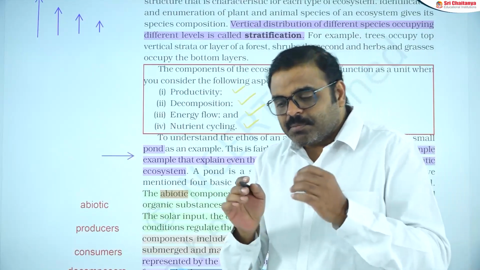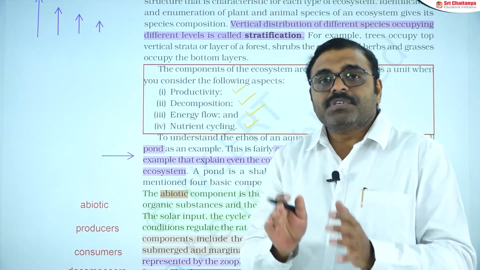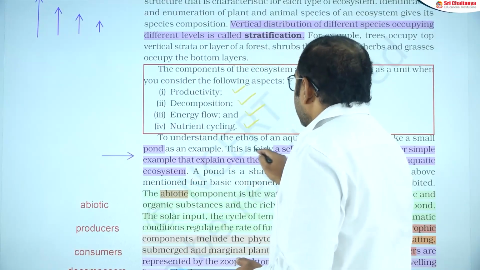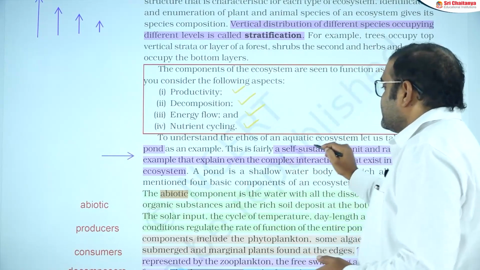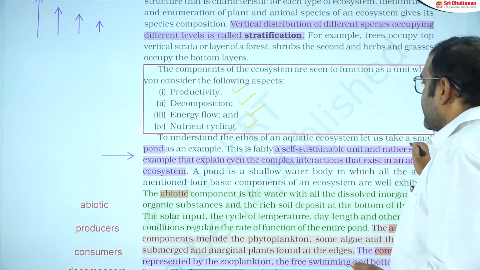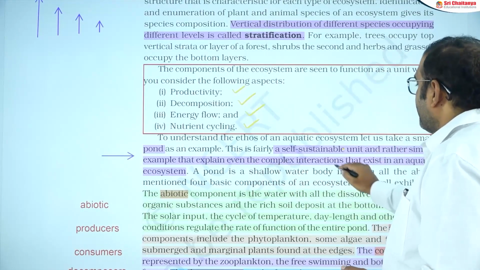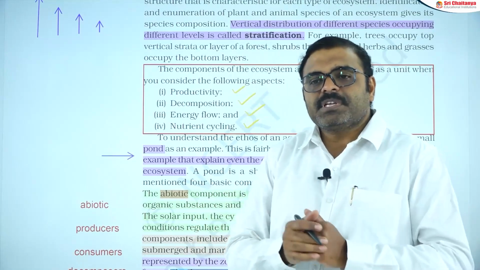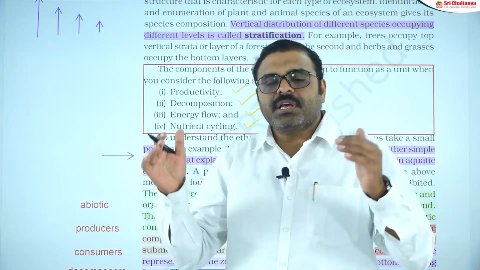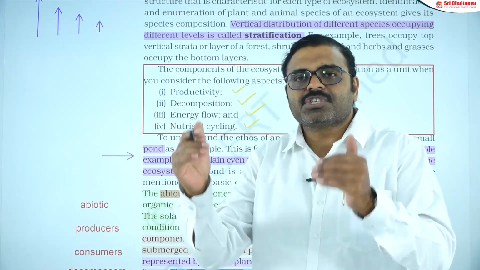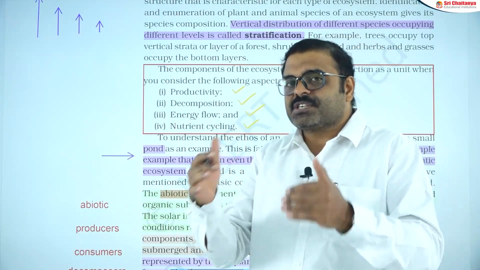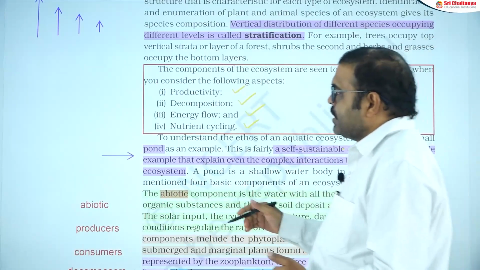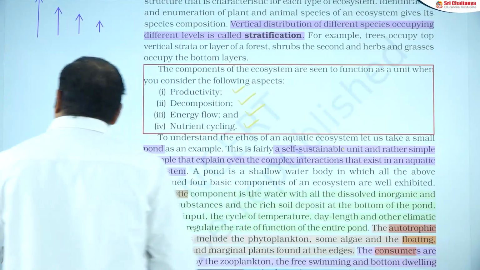Let us understand the pond ecosystem for a brief observation of all together. Here they mention one point: a pond as an example is a fairly self-sustainable unit and a rather simple example that explains even the complex interactions that exist in an aquatic ecosystem. So the pond ecosystem explains in all ways the total ecosystem and its structural arrangement. The complex structure and functions can also be understood by using this pond ecosystem. Now let us understand this way.